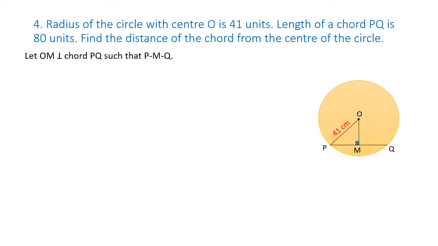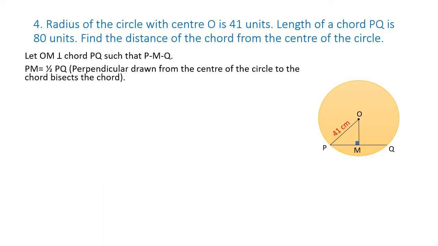So we say that let OM be perpendicular to PQ such that M lies between P and Q. PM is half of PQ. So the length of PQ is given to us, so we'll just substitute. If you look here in the question, what is given? Length of chord PQ, which is 80. So PM is half of 80, which is 40. So from the given information, I get only the half of the chord, which is 40 units. Can you see here? Therefore, PM is equal to 40 units.